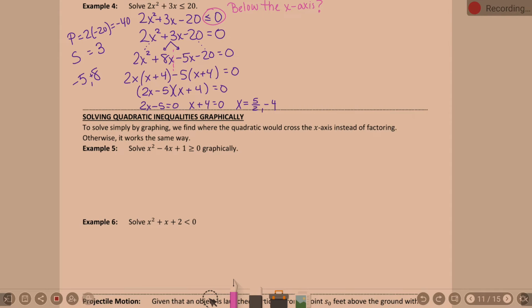In order to figure that out, we're going to graph. The equation you're graphing is y equals 2x squared plus 3x minus 20. And if nothing else, folks, this is good practice graphing just because we're newer to these calculators, right?